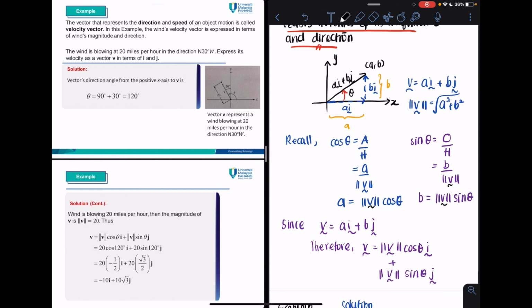Then try to recall, when you have a vector in the coordinate plane, you will end up having vector v is equal to ai plus bj. And therefore, we replace every component form, which is a and b, with whatever we have discussed earlier, which is a replaced with magnitude of vector v cosine theta i plus magnitude of vector v sine theta j.